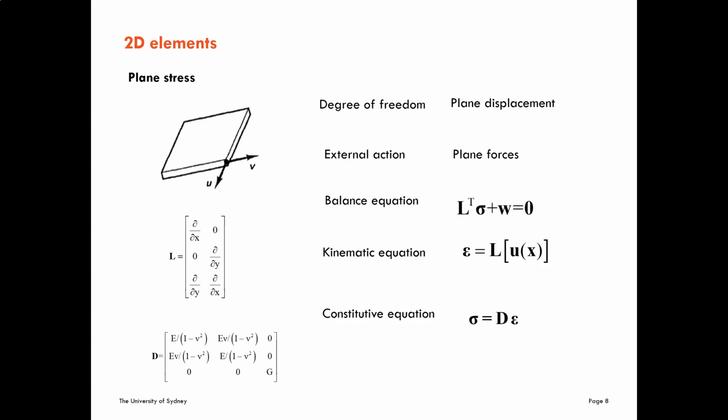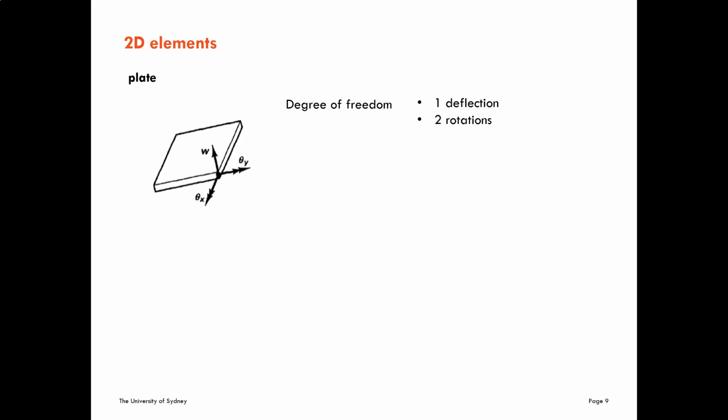Now we are going to introduce another 2-dimensional element, that is the plate element. In this element we have W, that is the deflections perpendicular to the plane, and this deflection is going to produce 2 bending rotations, one in the x direction, another one in the y direction. So the degrees of freedom are going to be 1 deflection and 2 bending rotations.